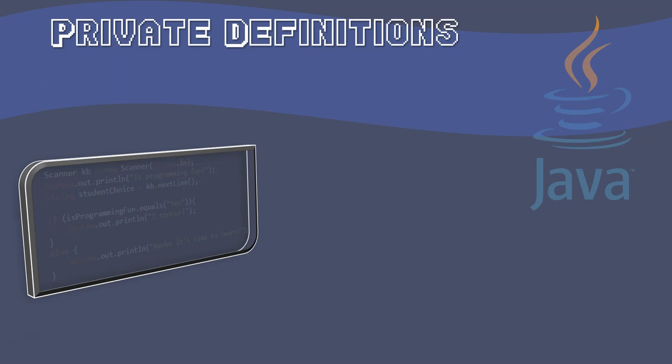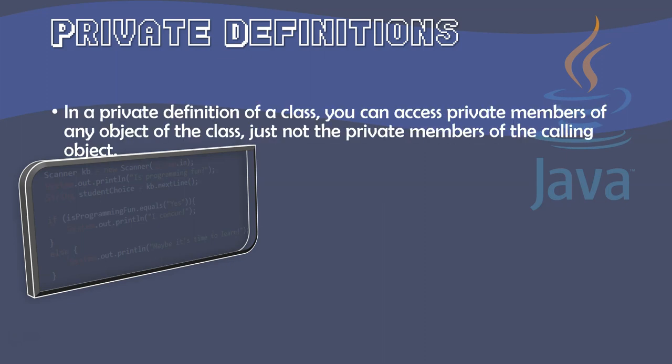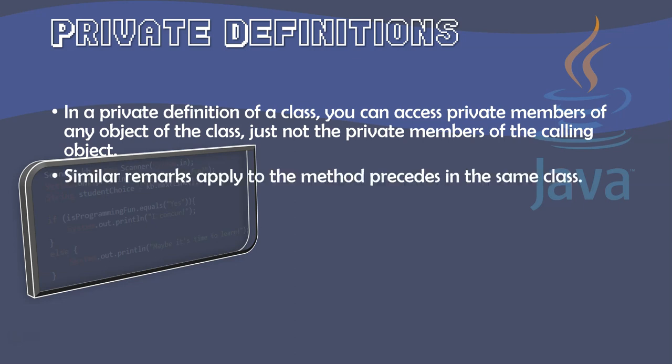Now, if we talk about these private definitions a little bit more, if we look inside of a class and these private definitions, we can access private members of any object of the class, just not the members of the calling object. Similar remarks, of course, can apply to the precedes method in the same class. So if we look at our precedes method, it has a similar approach.